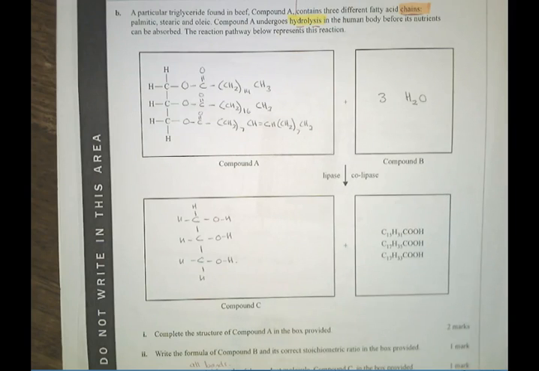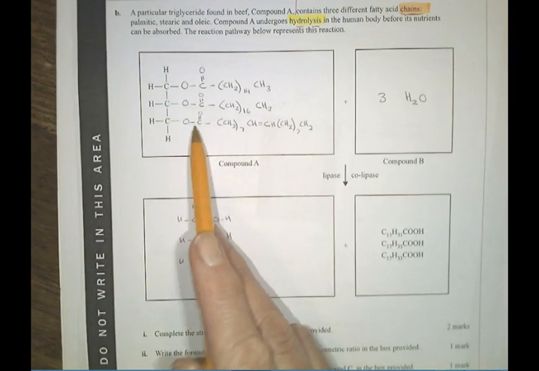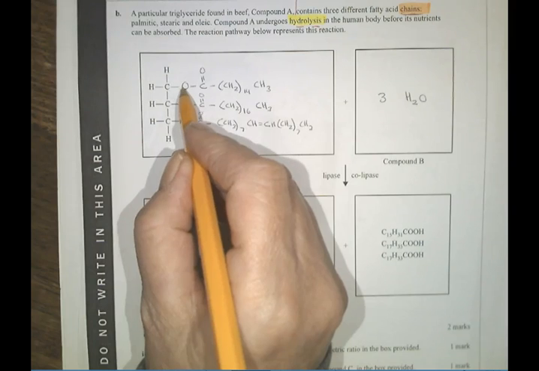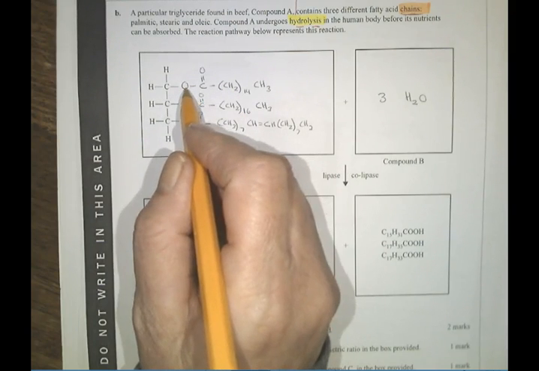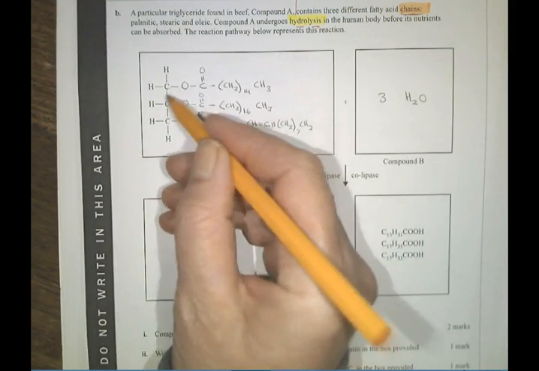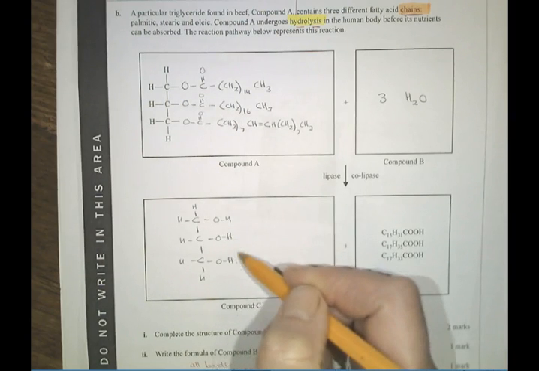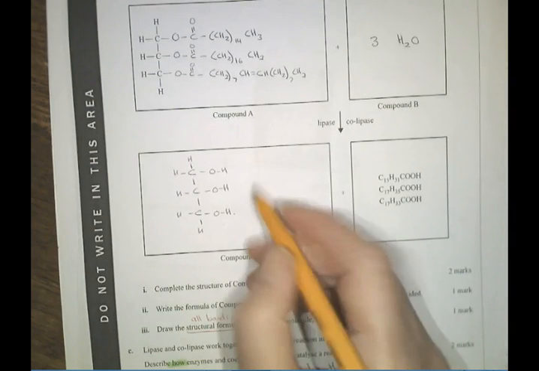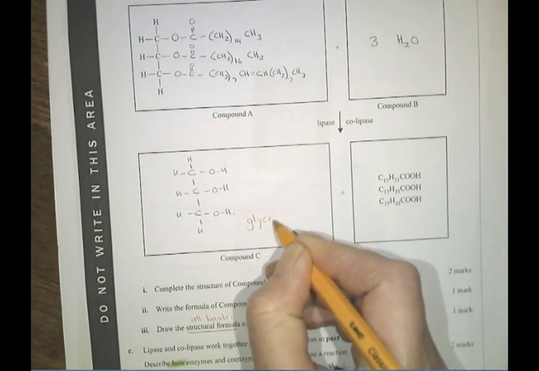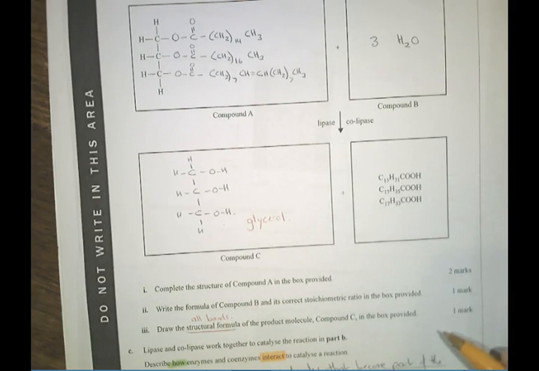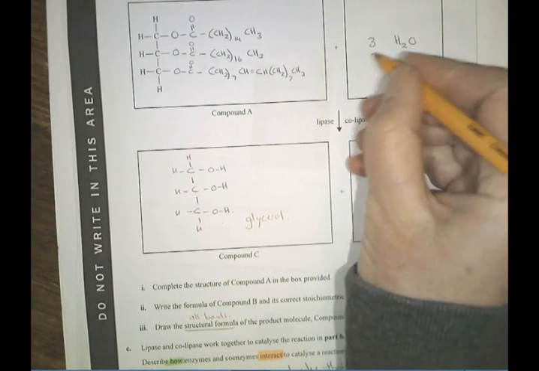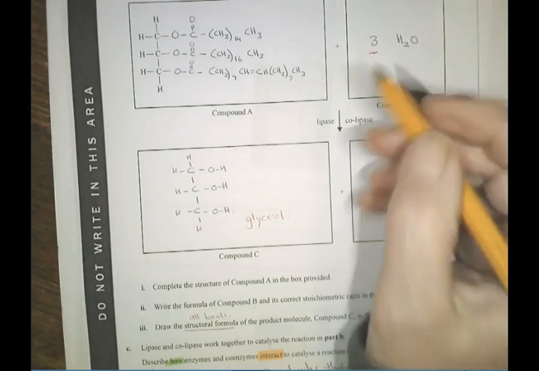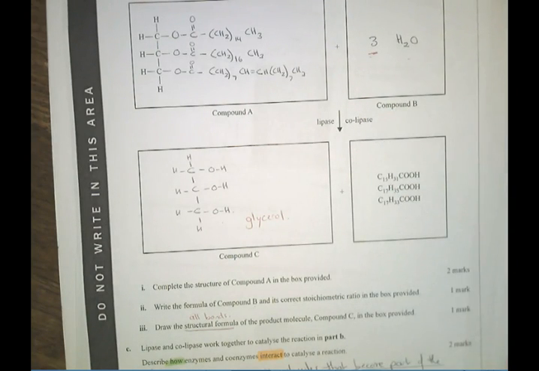So the second question is write the formula of the compound. So you need water for hydrolysis. So you're adding the hydrogen back to here to make the carboxylic acid, and you're adding the OH onto the ends here to make the glycerol. So it hasn't asked you to name this, but quite often they'll ask you to name what that is. And the fact that you needed 3 of them. So you have to say you need 3 water molecules.